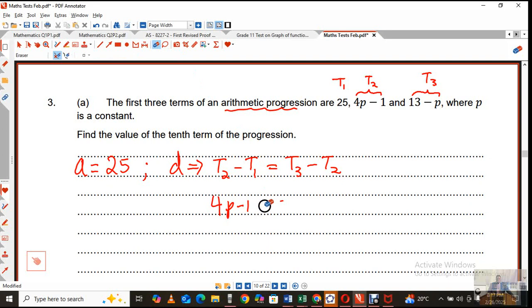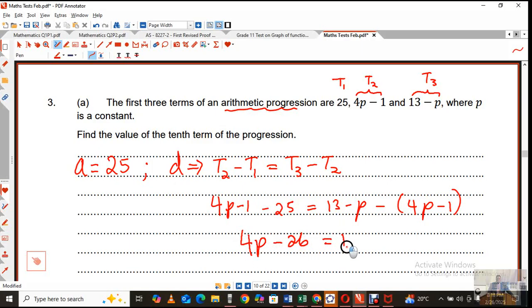should equal my third term, which is 13 minus p, minus the second term. I'm going to bring brackets in here because I'm subtracting more than one term. When you clean this up, on this side you're going to have 4p minus 26. And on this side, you have 13 minus p. Be very careful with this minus, that is minus 4p. Now you have a plus 1 there.